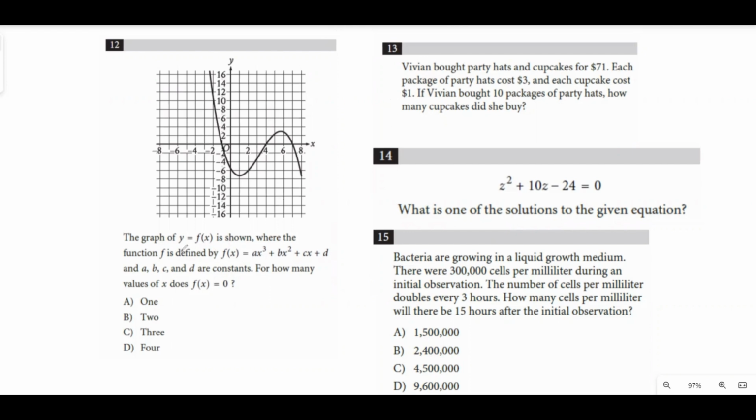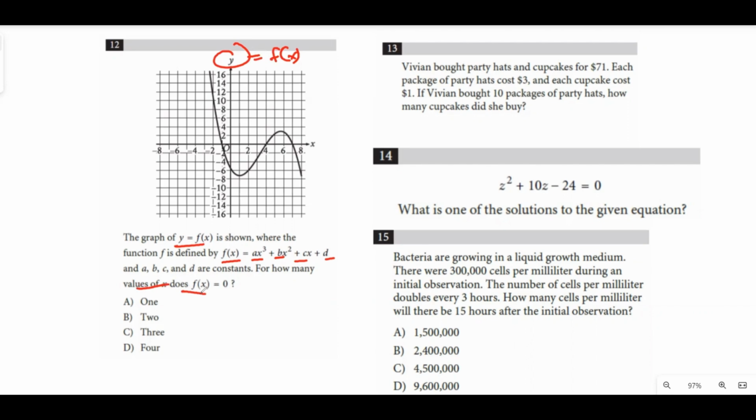The question says that y is equal to f(x), right? This is my y-axis and they are calling this f(x). Now, f(x) is equal to ax cube plus bx square plus cx plus d. They have made this as an equation and after that they have made a graph. Whatever they had done, this is not a concern. Our concern is for how many values of x does f(x) equal 0?